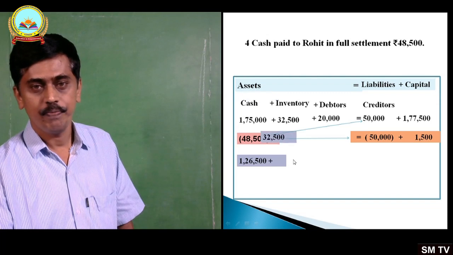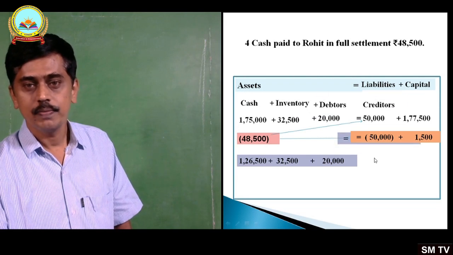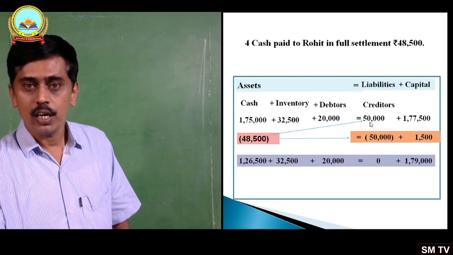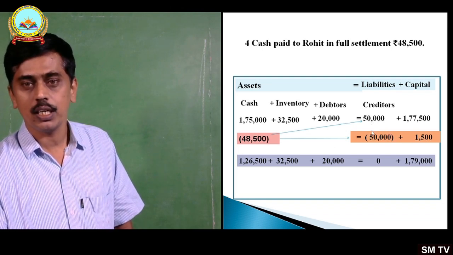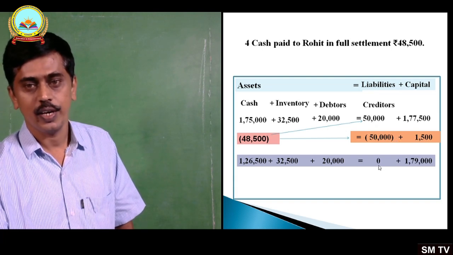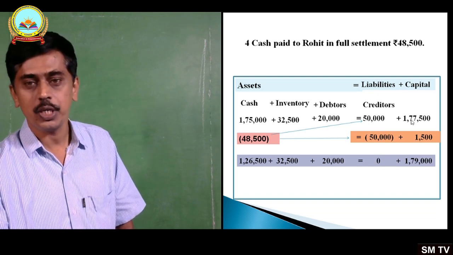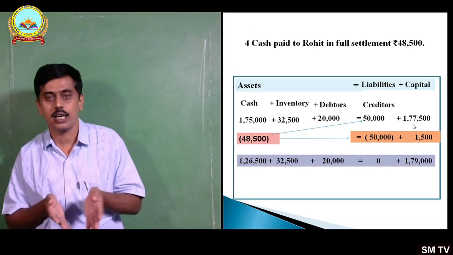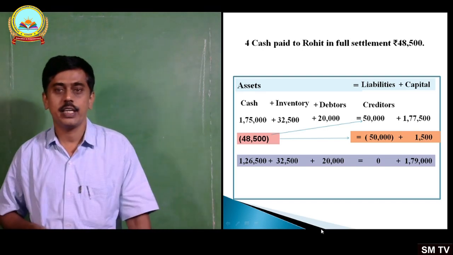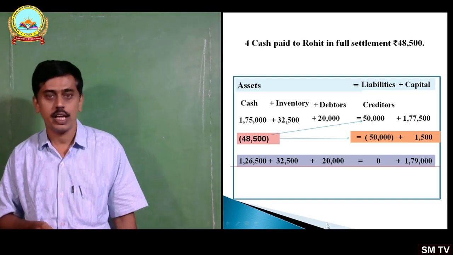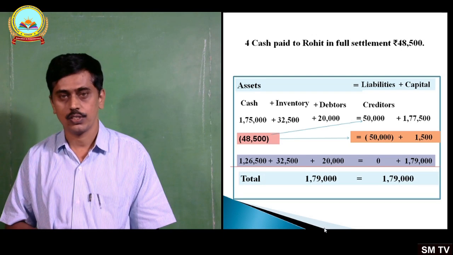Inventory, no change. Debtors, no change. Creditors, 0, because we are supposed to pay 50,000 rupees to Rohit, but we paid 48,500, and he closed the account at 50,000. So 0 here. And capital, earlier it was 1,77,500. Now 1,500 has been added, it comes to 1,79,000, isn't it? Now draw a line and find the total. Total how much? 1,79,000, both the sides. Okay, clear?